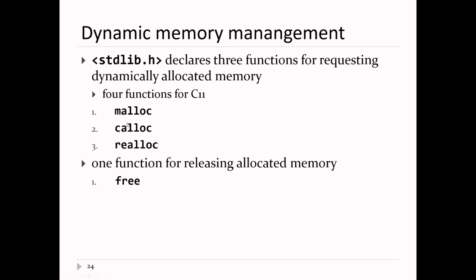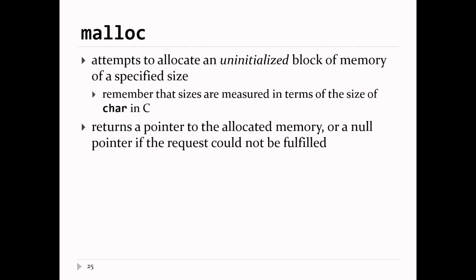Malloc is the one we're going to use most often in this course, but you can always use calloc or realloc. What malloc does is it attempts to allocate an uninitialized block of memory of a specified size. There's a bunch of words here that you have to pay attention to. Number one is it attempts to do so. There's no guarantee that malloc succeeds. In other words, it's possible to run out of memory. The memory manager may not be able to hand you back a block of memory that you request.